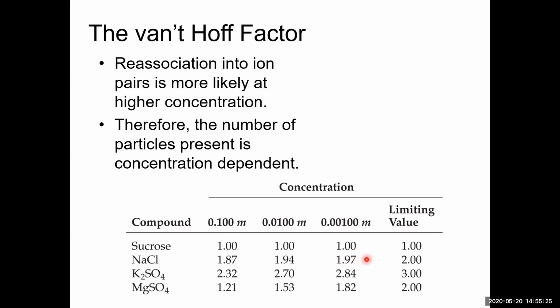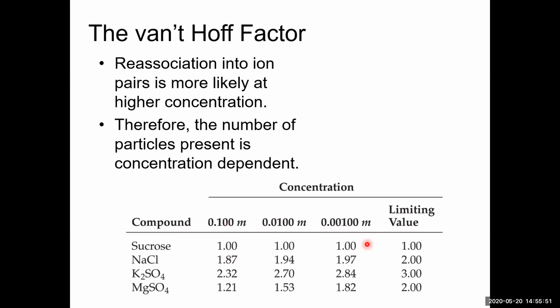If no one was combining and making these hydrated ion pairs, you would have 2 particles. But depending on the molality, the concentration, at higher concentration a percentage of them are floating around as these pairs. And so you can see this number goes down as the concentration goes up.